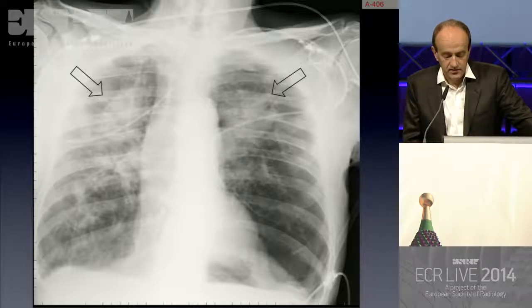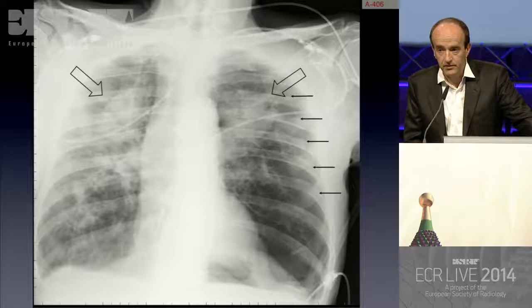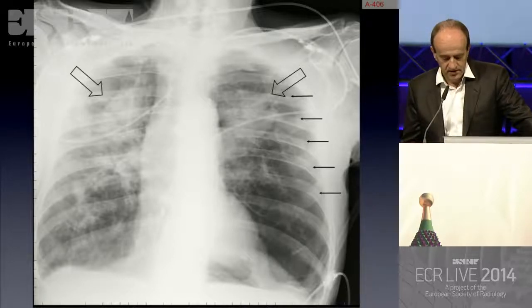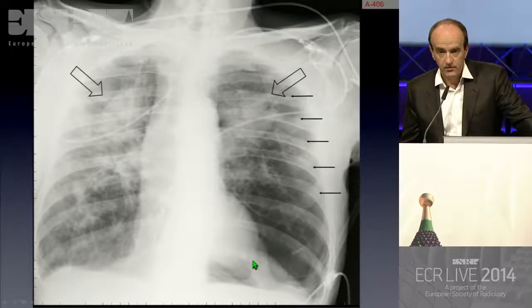But what the emergency clinician should have looked at is this thin line representing a visceral pleura and indicating a pneumothorax. In addition, there is another sign, an indirect sign of pneumothorax. There is a hyperlucency here and a caudal displacement of the diaphragm.